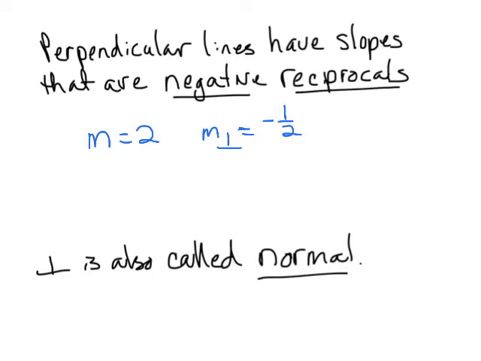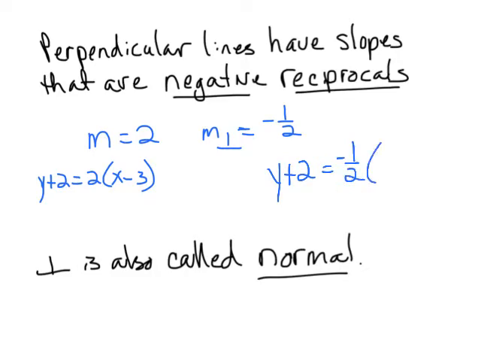So taking that original line equation, y plus 2 is equal to 2 times x minus 3. If I wanted to write the equation of the line that's perpendicular to that one at the same point, which was (3, -2), all I have to do is change the slope and everything else stays the same. So the perpendicular line would be y plus 2 is equal to negative 1/2 times x minus 3. So that's some of the work we're going to be doing today after we find the slope of the tangent line.